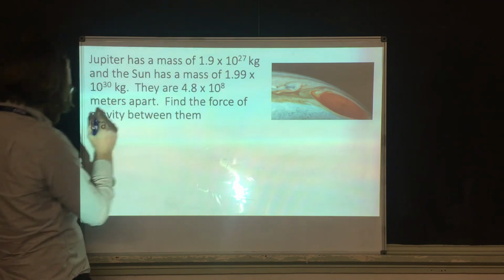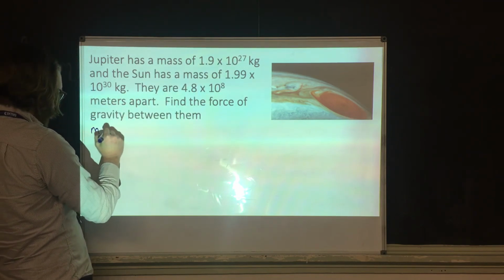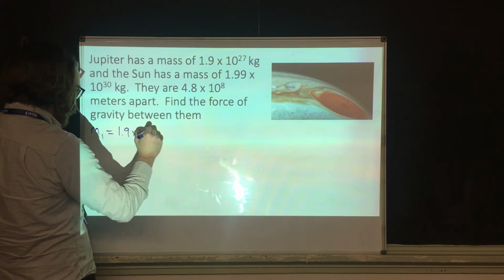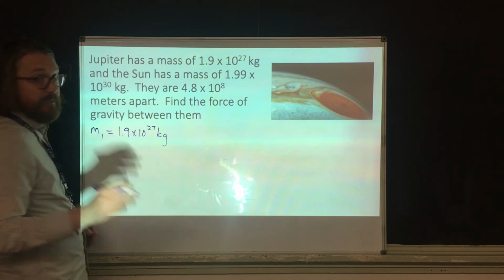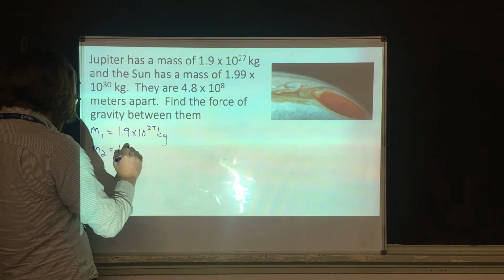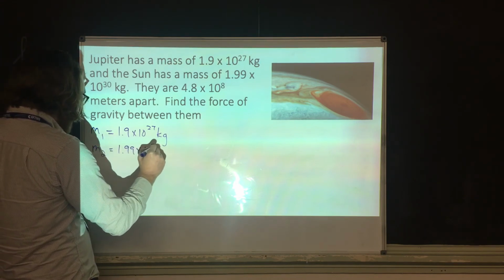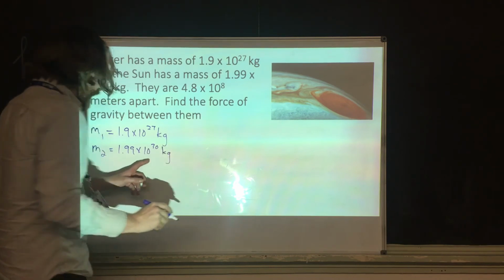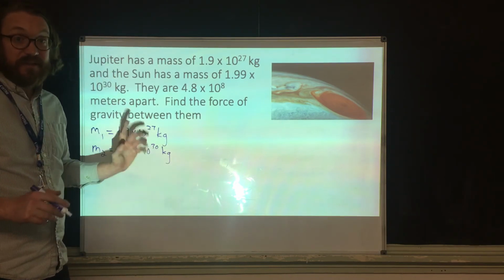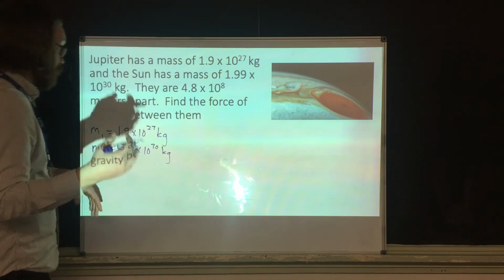So we know the mass of Jupiter, we're going to call that M1. Mass 1 is equal to 1.9 times 10 to the 27th kilograms. It's the mass of Jupiter. The mass of the Sun is M2, and it's equal to 1.99 times 10 to the 30th kilograms. This might not seem like it's that much bigger, but it is 1,000 times bigger. Okay, the Sun is 1,000 times bigger than Jupiter, which is crazy.